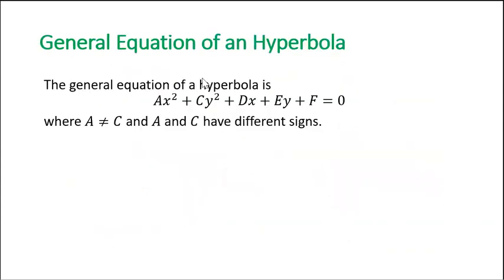Now, the general equation of the hyperbola is actually based on the general equation of the conic section, which is given as follows. And we know that this conic section is a hyperbola if A is not equal to C and A and C have different signs.